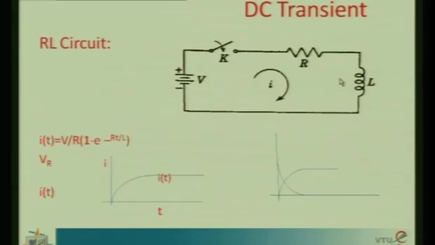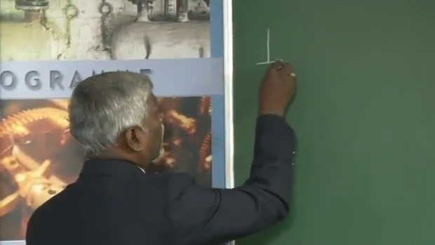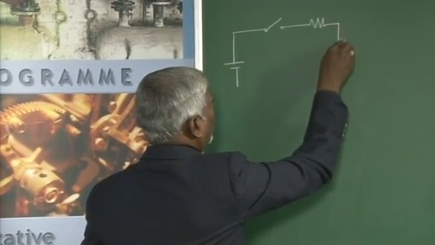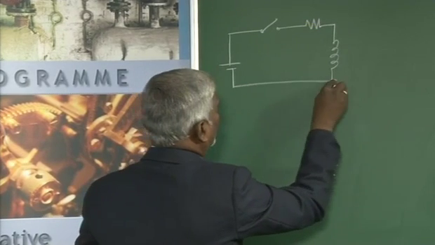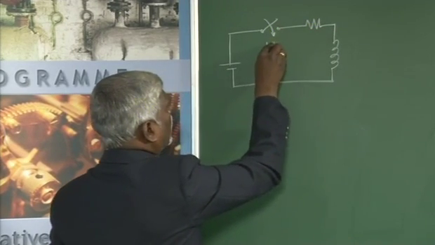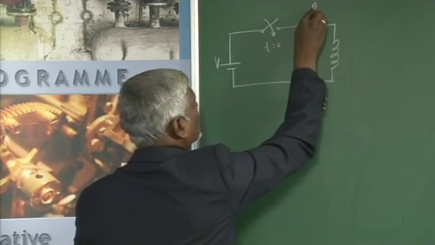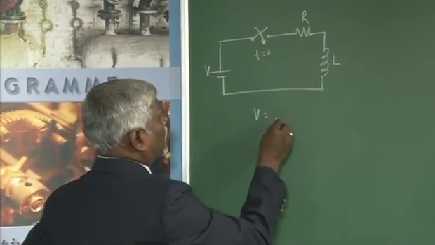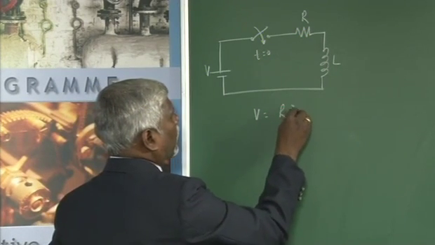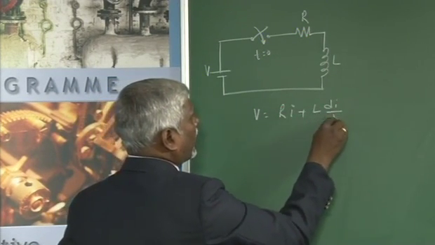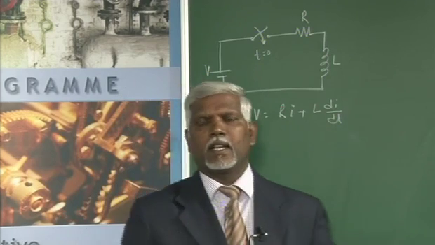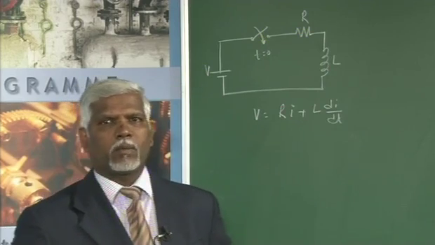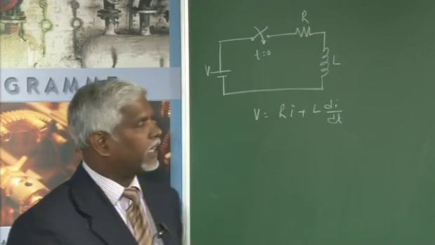Last class we started off with a simple R and L. The switch is closed at t equal to 0 with the supply voltage V, resistor R and inductor L. Write the general integro-differential equation: V is equal to R into I plus L di by dt. It is just a recap of what we did in the last class. I would like to tell you how we arrived at the expression I of t, because I will be using this again and again in this class.